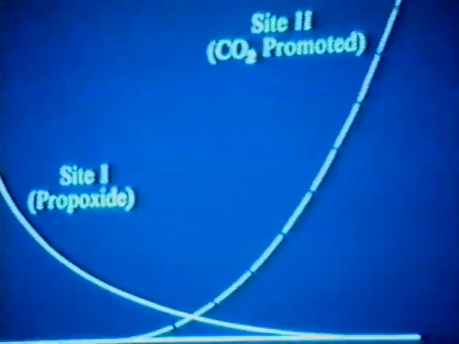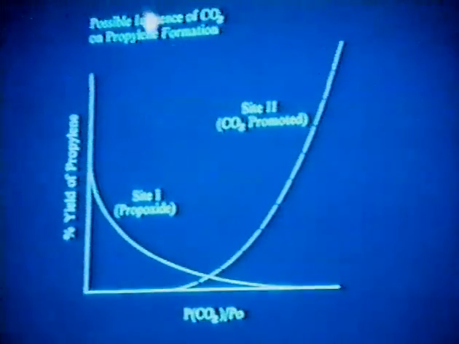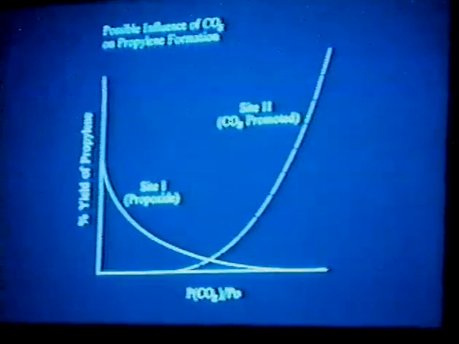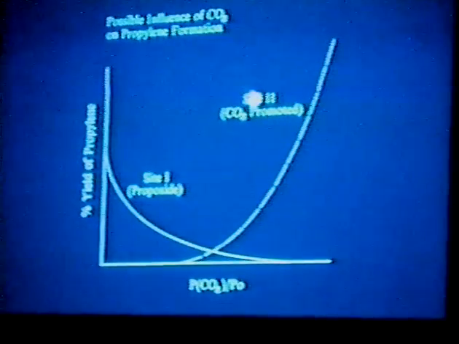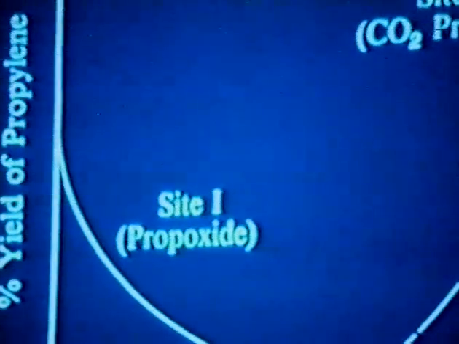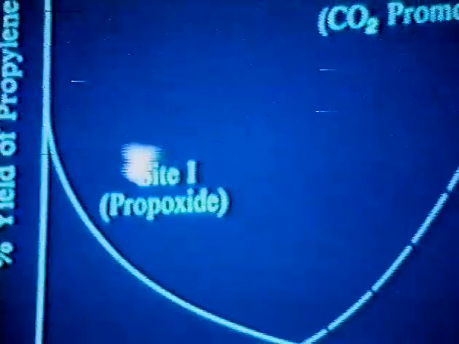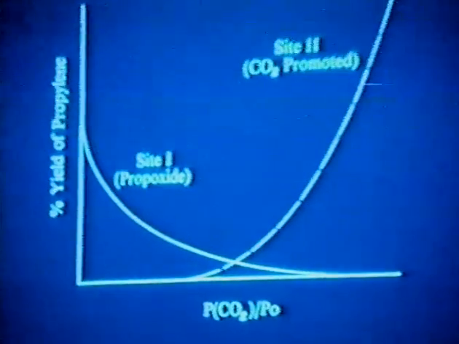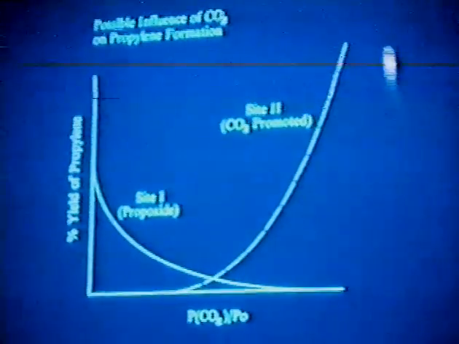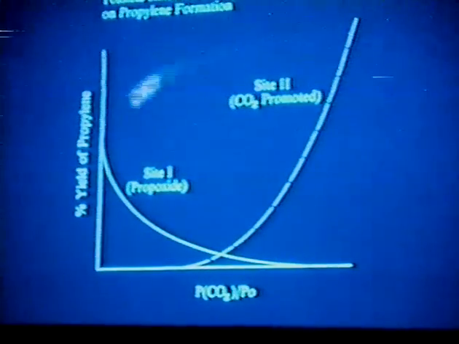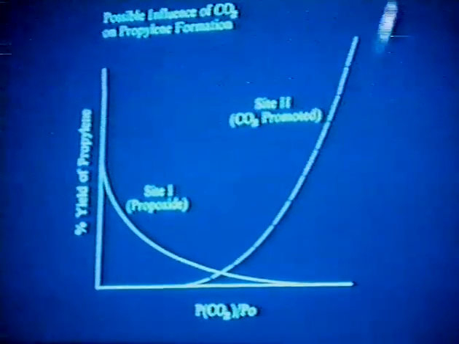So what we suspect was happening is, in a little schematic here, a possible influence of CO2 on propylene formation: in fact, two separate sites producing propylene. Perhaps a site 2 of the CO2-promoted type, and site 1 being an isopropoxide type, with propylene coming from an isopropoxide intermediate. So what we probably were doing was working up in this higher partial pressure of CO2, where we're well above the steady state activity.